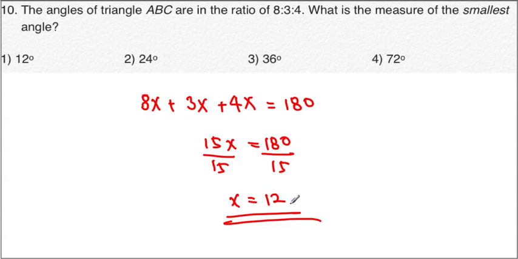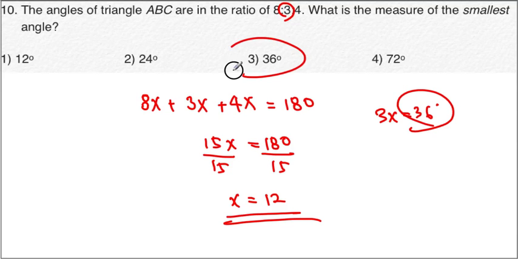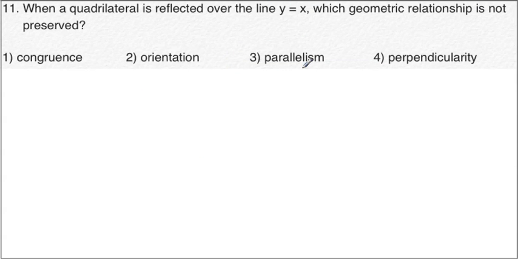Now, but 12 is not our answer because we are looking for the smallest angle. That means right here, 3x. Then 3x must be equal to 36 degrees. That becomes our answer.